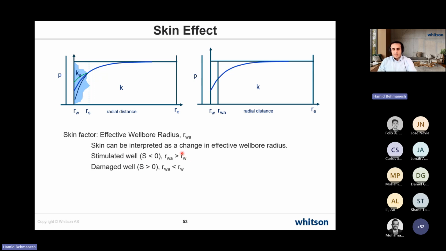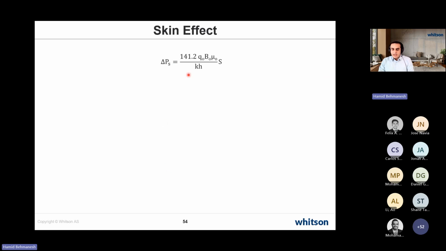If your skin is positive, indicating damage, your apparent wellbore radius is less. It sounds as if the well has constant permeability across the reservoir, but the well is drilled with a lower radius. So this is the skin effect. This is the pressure drop due to a skin effect. How are we going to integrate it into our early time solution? Simply, delta P is here, delta P is here. We're going to add this delta P to this one, and it's going to be simplified as a plus 0.87 skin inside the parentheses.